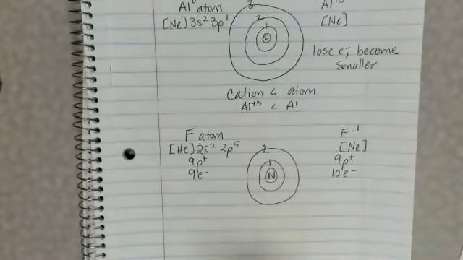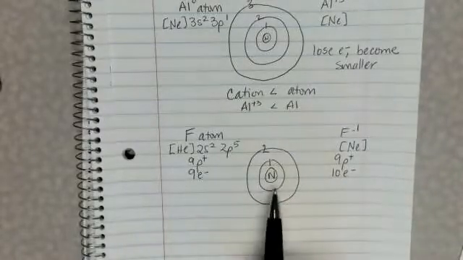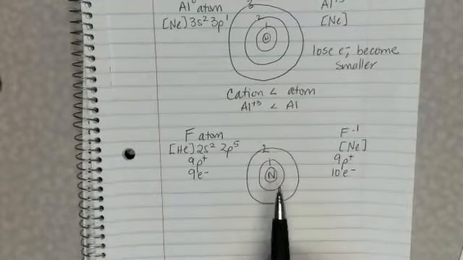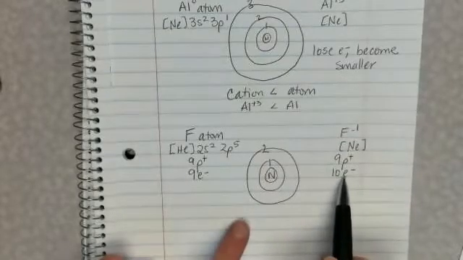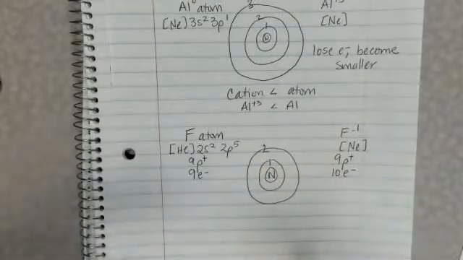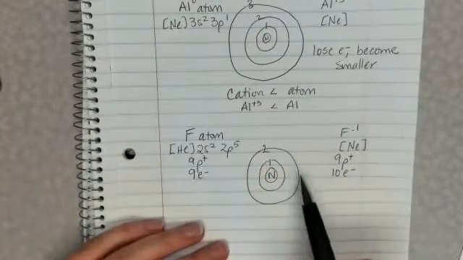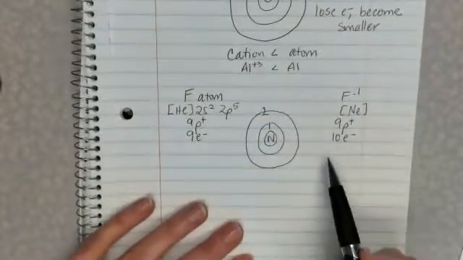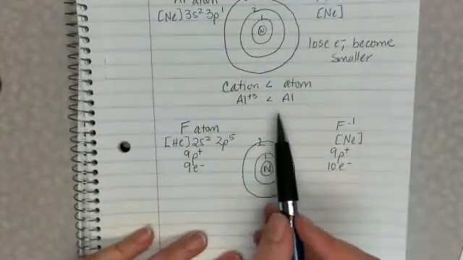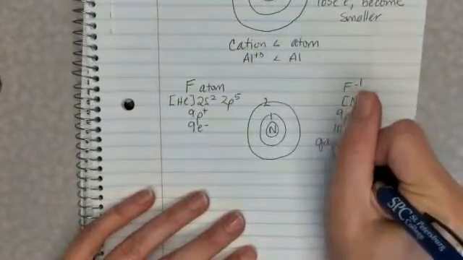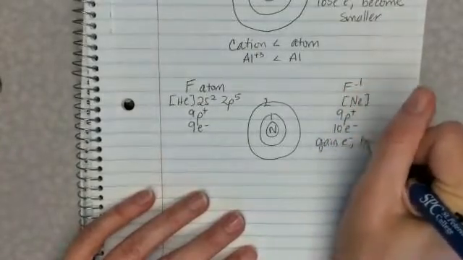And the idea is that positive particles in the nucleus attract the negative particles, the electrons. So if I add electrons here, the positive center isn't going to do as good of a job attracting those electrons closer to the nucleus. So it turns out, and again, it's kind of easy to remember, when you lose electrons, you become smaller. When you gain electrons, you're going to become larger.